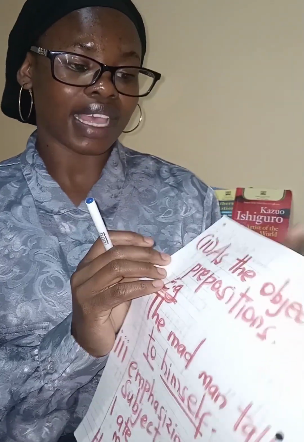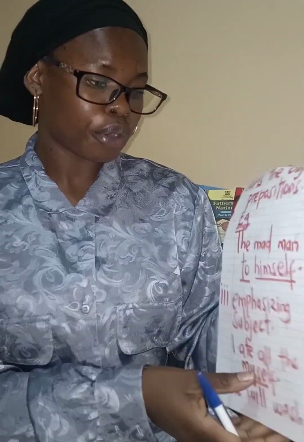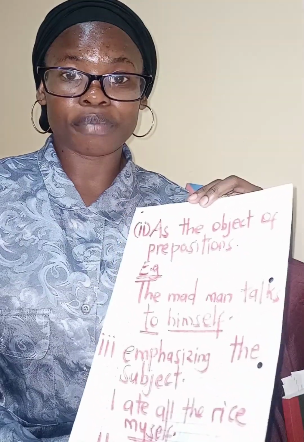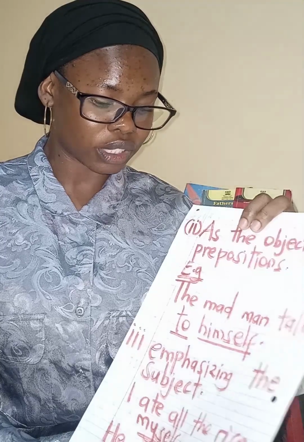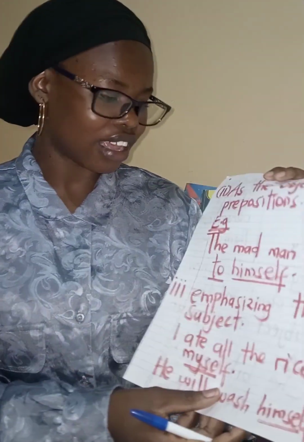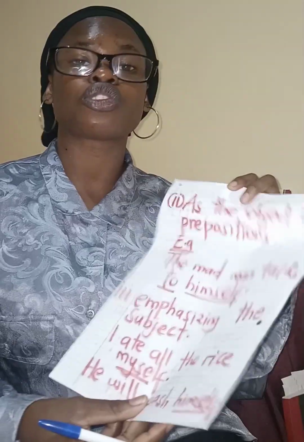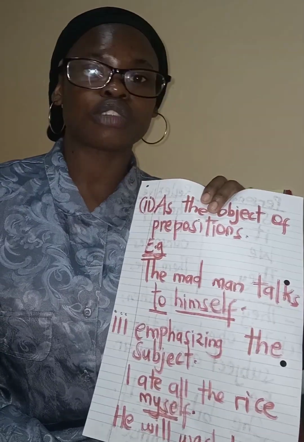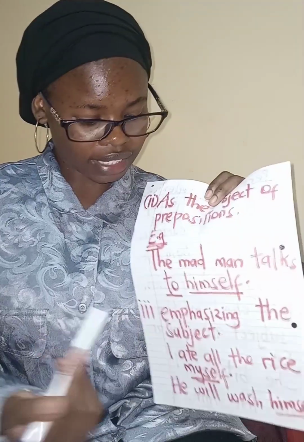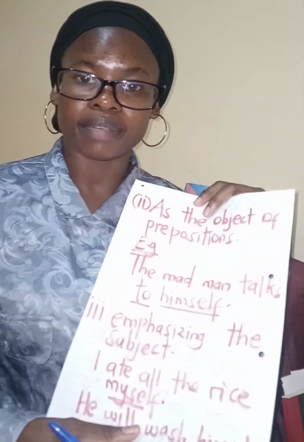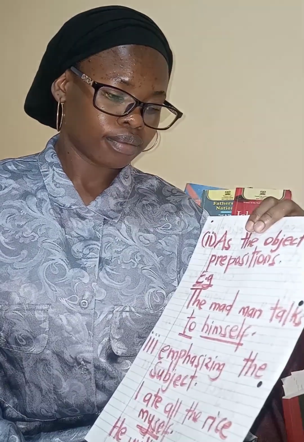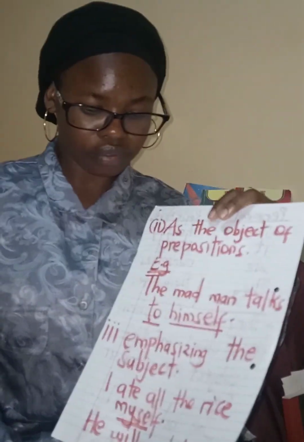We also use reflexive pronouns as the object of prepositions. We have an example here. The madman talks to himself. In this case, the pronoun will always follow the preposition. You can see here, himself follows the preposition to. The man talks to himself.